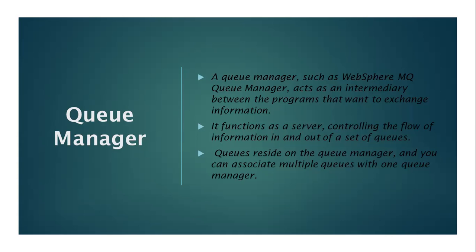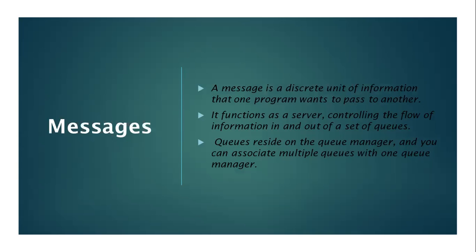The programs that want to communicate with each other act as queue manager clients. These programs do not interact directly, but they are considered peers of one another. And lastly, there are messages. A message is a discrete unit of information that one program wants to pass to another. It functions as a server controlling the flow of information in and out of queues.